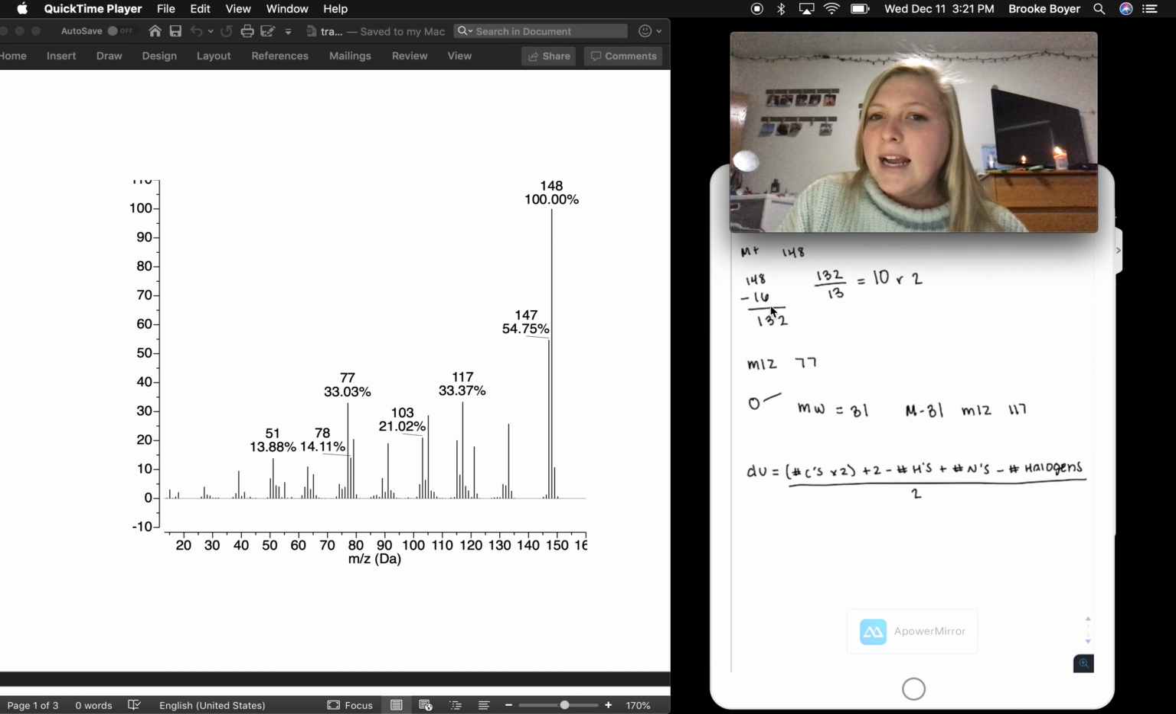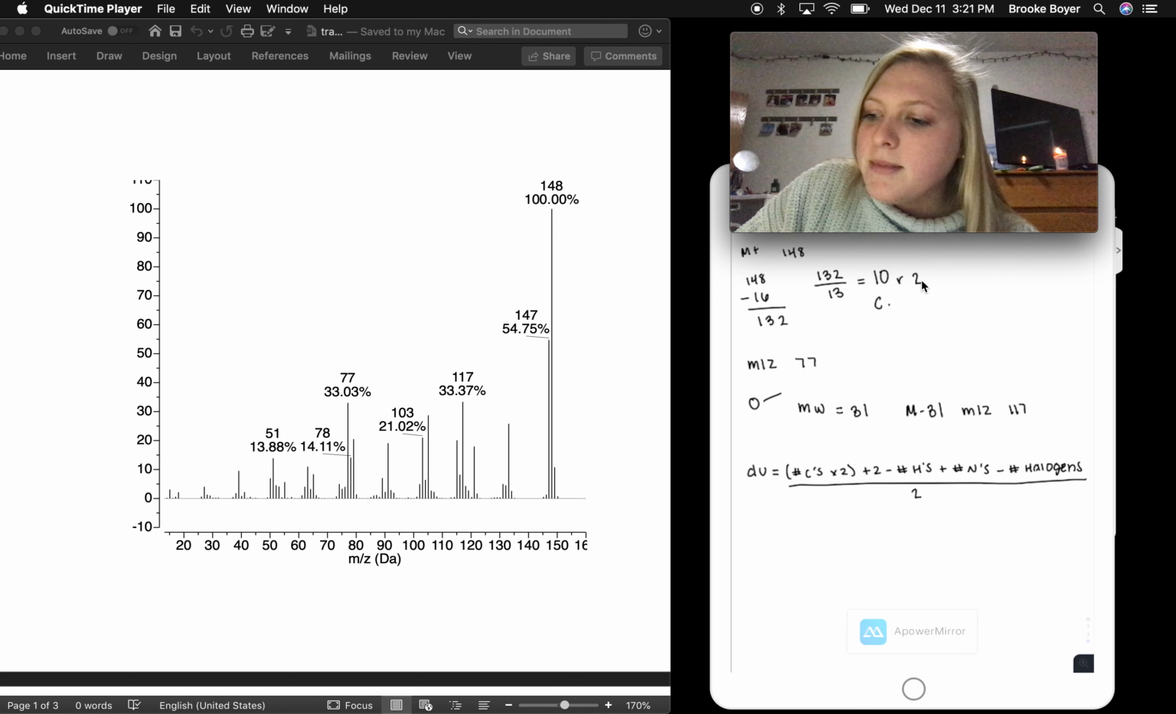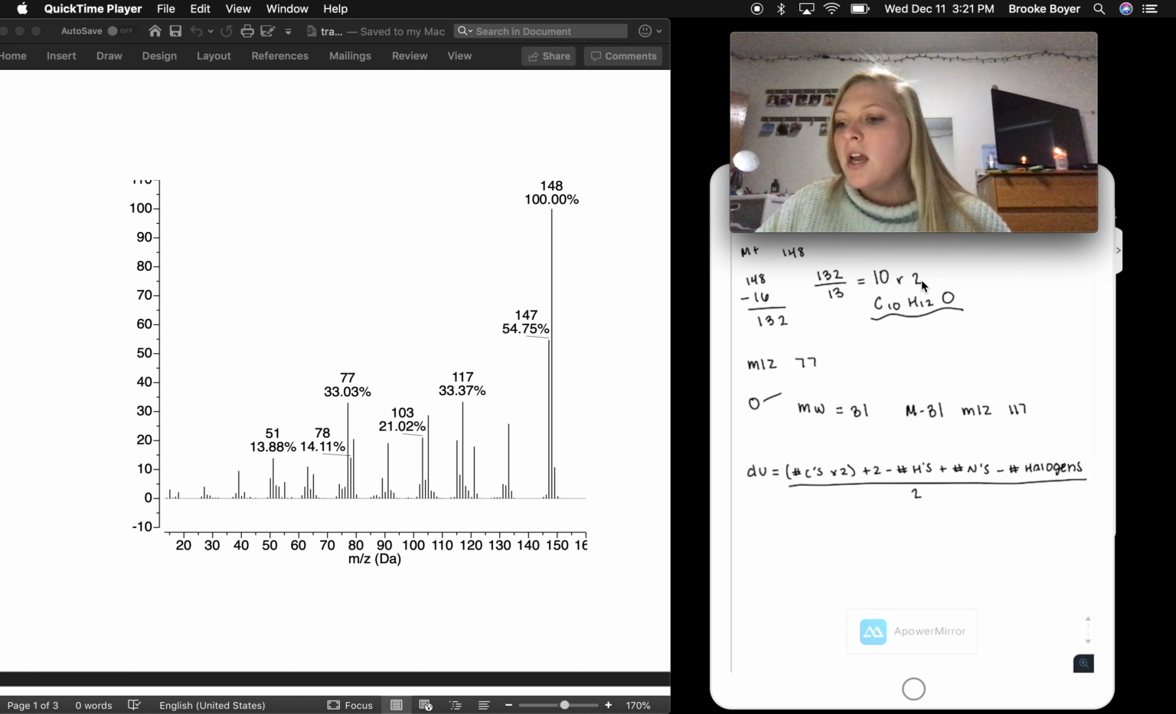So 148, subtract the molecular weight of oxygen, 16, gives 132, divided by 13 is 10 with a remainder of 2. So this tells us that we have 10 carbons, 12 hydrogens, and 1 oxygen, which is going to be our molecular formula, unless proven otherwise.